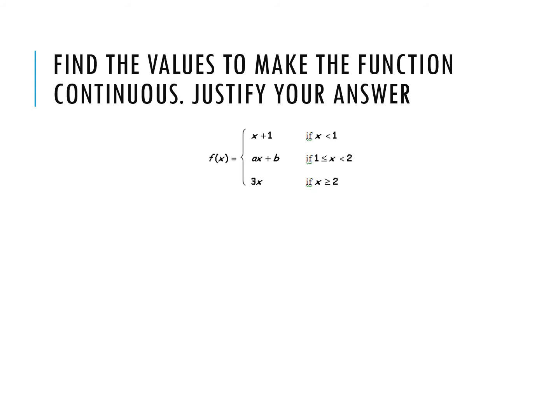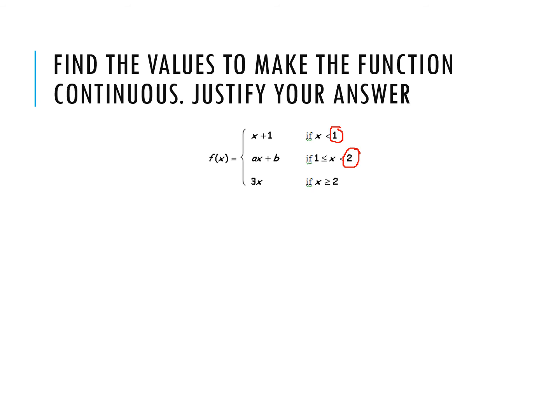The first thing, so again, x plus 1 is continuous on this domain. Ax plus b is continuous on this domain, and 3x is continuous. They're all linear functions, so they're continuous for all real numbers. The only place where they could be discontinuous would be at the endpoints, 1 and 2.